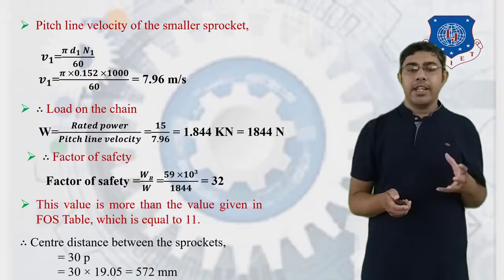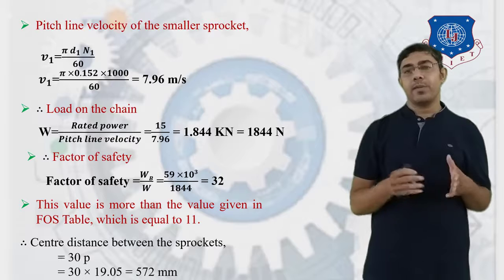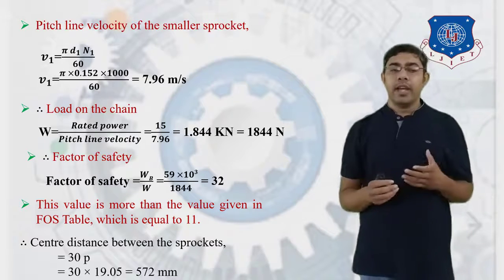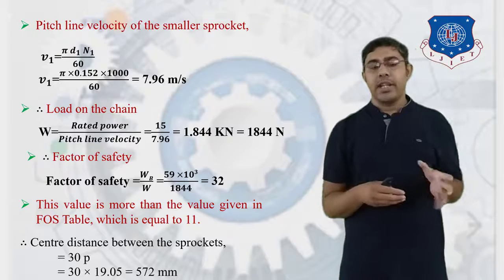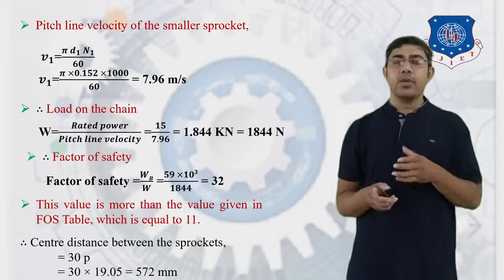So now the center distance between sprockets. As we know, the center distance between sprockets is 30 into P, and we have the value of P as 19.05. So the center distance between sprockets is equal to 572 mm.